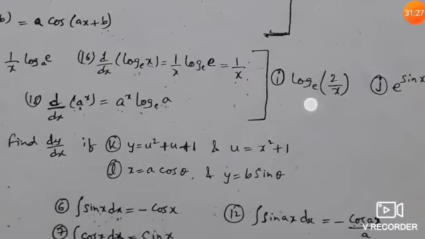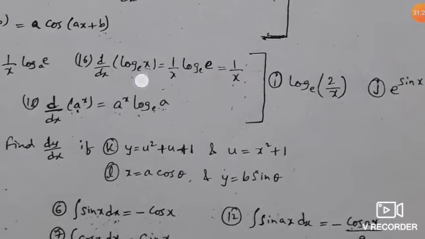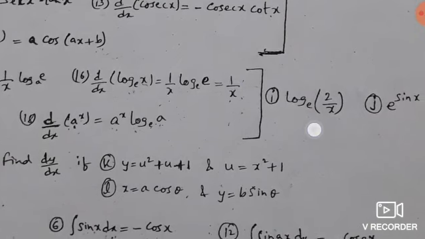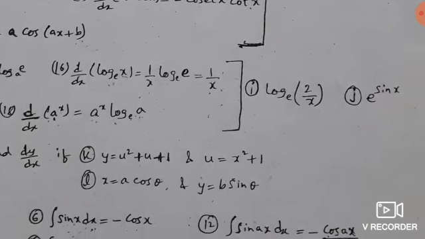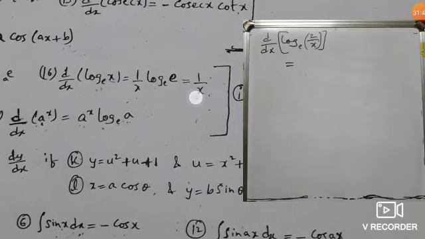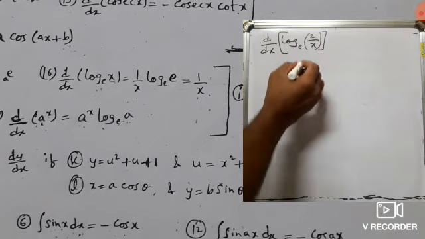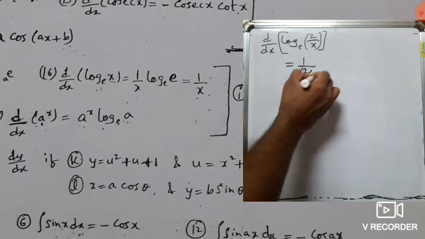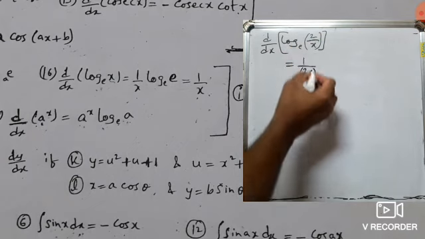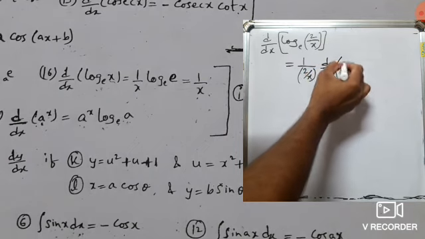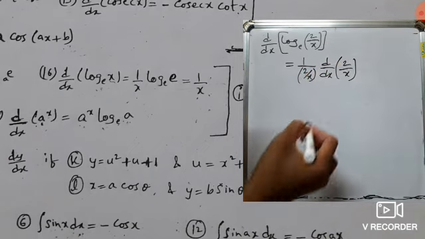Now let us solve this problem. We can see that d/dx of log x is 1/x. So d/dx of log(2/x), what will it be? We can see that d/dx of log x is 1/x. So d/dx of log(2/x) will be 1/x, meaning this term, and again we have to differentiate this term, meaning d/dx of 2/x.